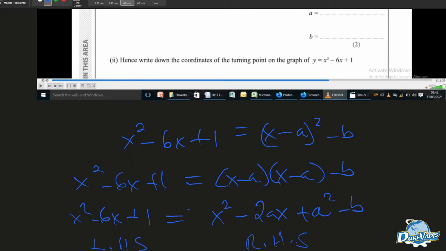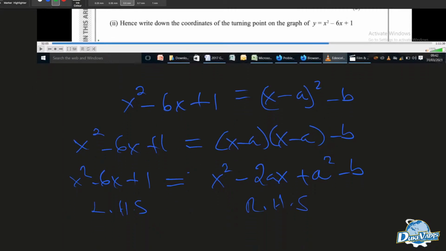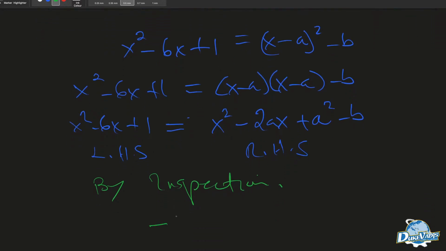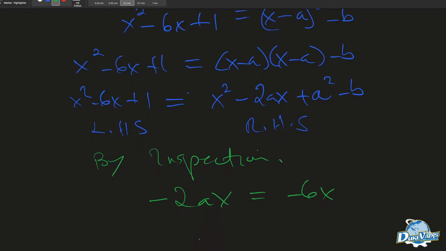So we say by inspection. Why do we say by inspection? If you look at it very carefully, you will see that minus 2ax is equal to negative 6x, and also a squared minus b is equal to 1. So we have equation 1 and equation 2.